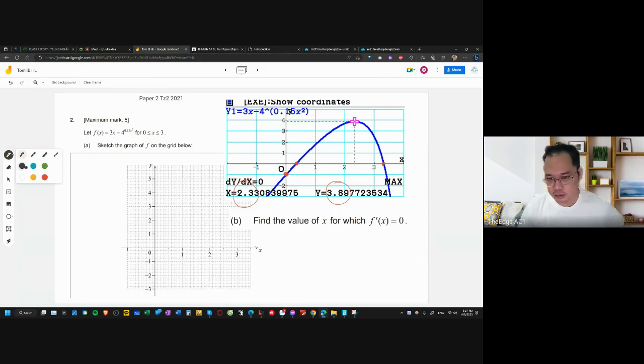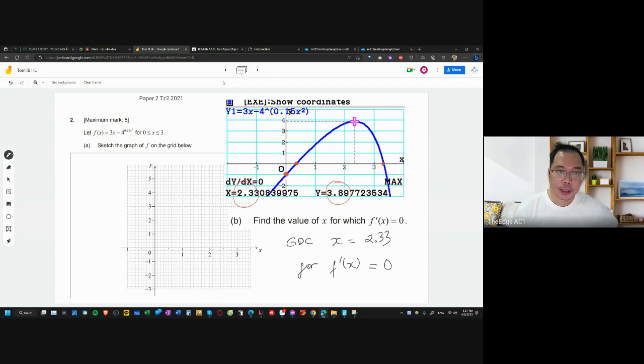Did you do that? Yeah. I mean, this graph? Yeah. GDC. So x equal 2.33 for f'(x), the derivative, to be 0. Okay.